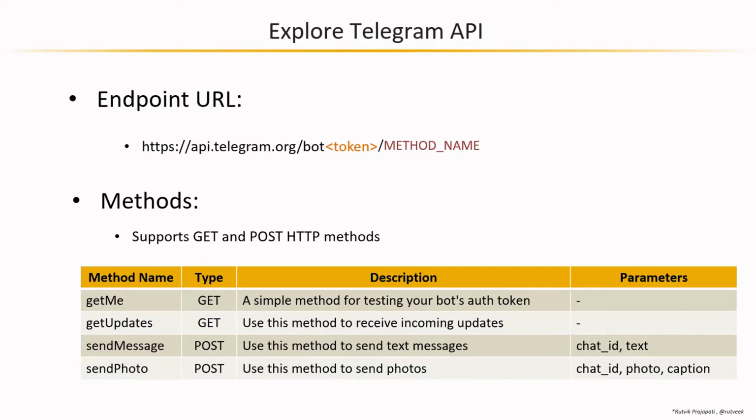So the very first is the getMe method. The only work of this method is that we can authenticate our token using this getMe method, right? So it is used to authenticate our token. We can check whether our token is valid or not.